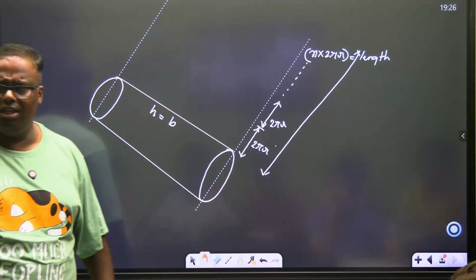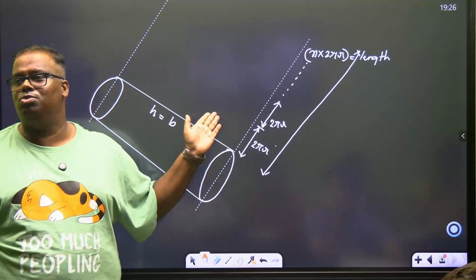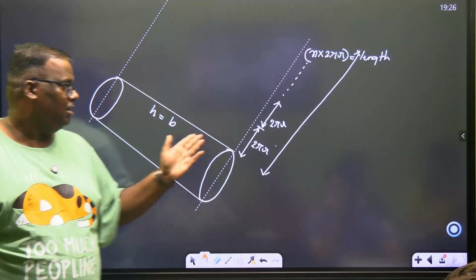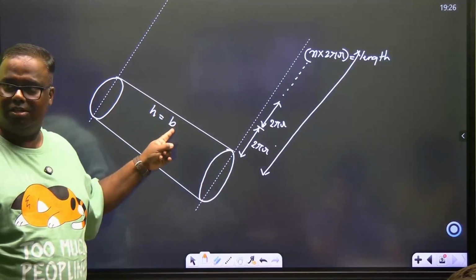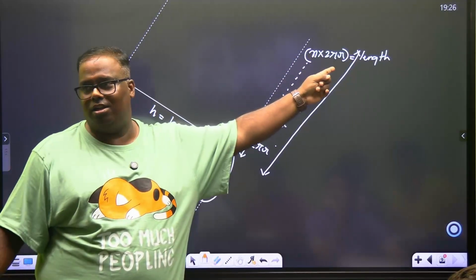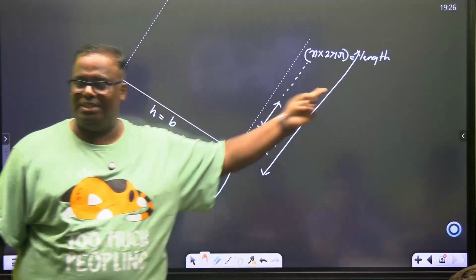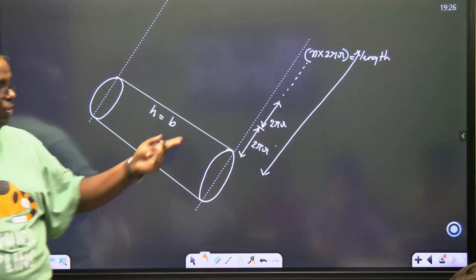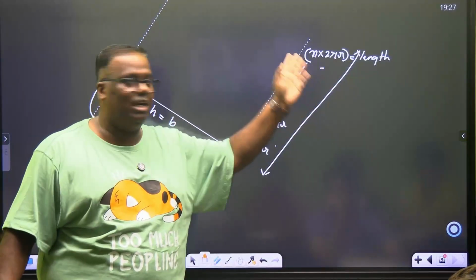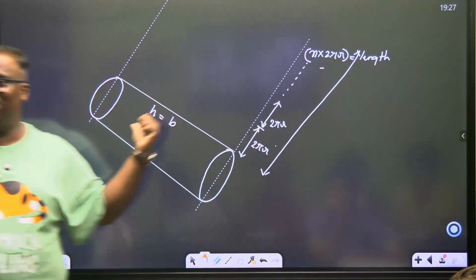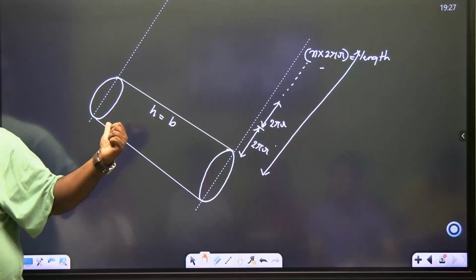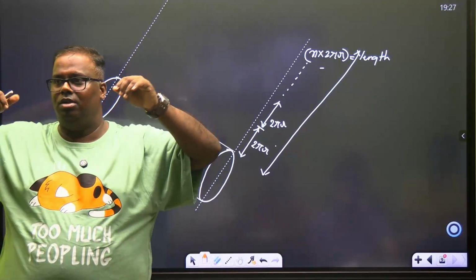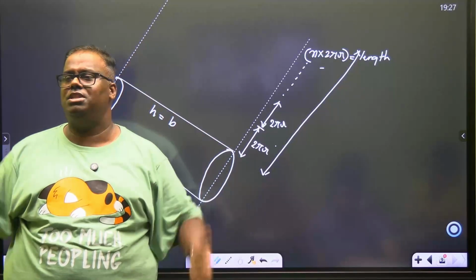At the end of the day, the cricket pitch has an area which is length into breadth. So my answer should be meter square. Meter into meter, meter square. If you write this as 2 pi rh, you are already starting with meter square, and meter square into meter will become volume. So that is wrong.